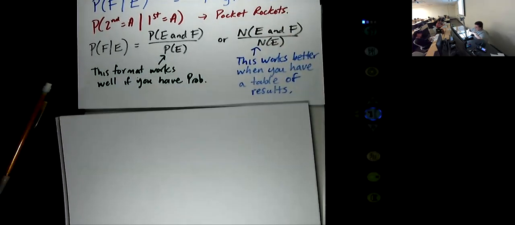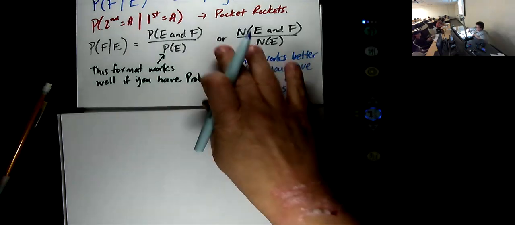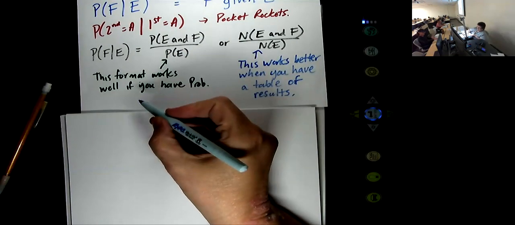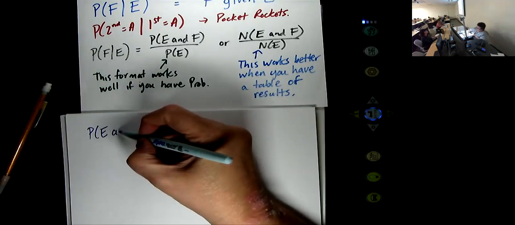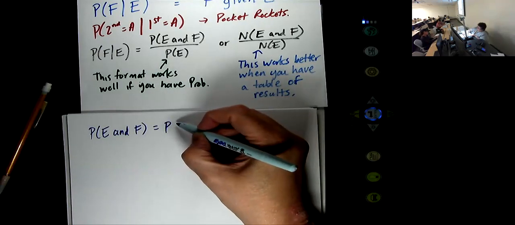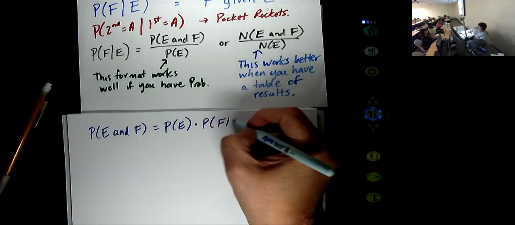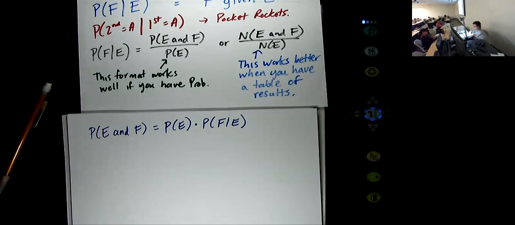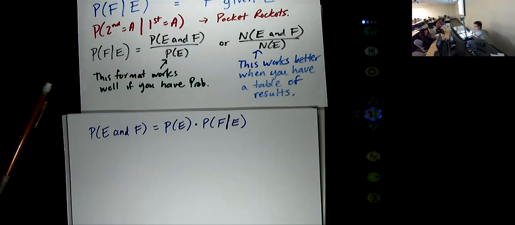All right. So that should have given you time to write that down. I want to manipulate that probability equation right there. If I multiply both sides by the probability of E, I will get the probability of E and F by itself. And on the other side, I have the probability of E times the probability of F given E. So this is another way of looking at the equation.